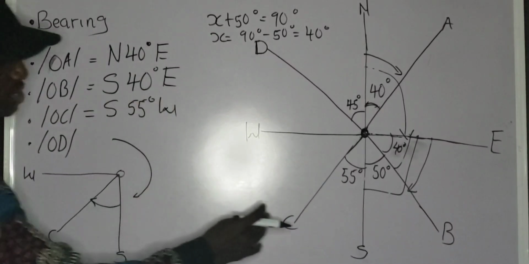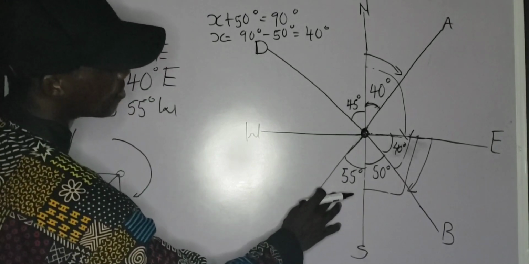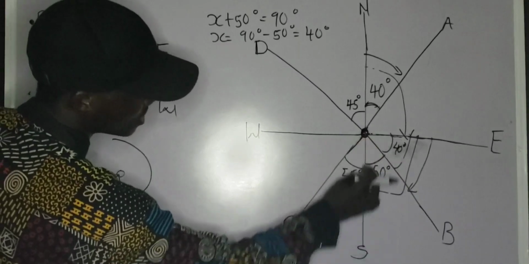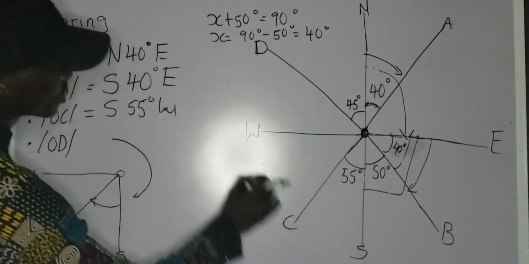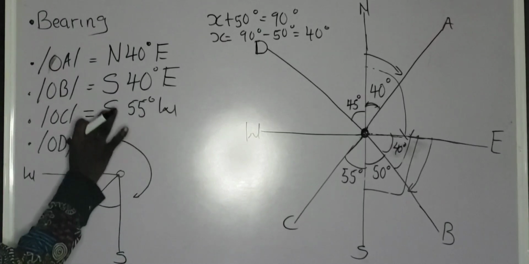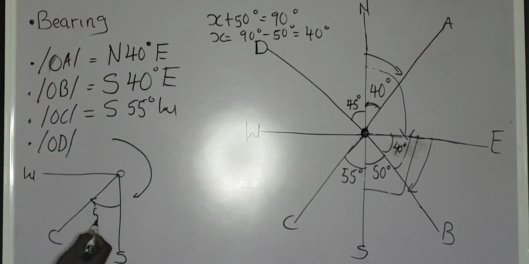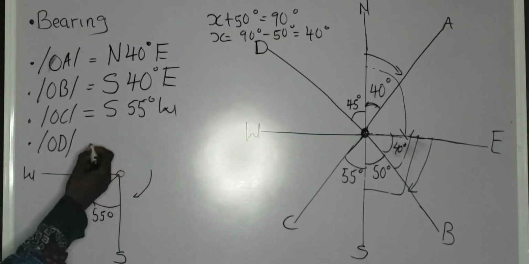You understand? The bearing of line OC makes an angle of 55 degree with the meridian, which is the south meridian. But we are progressing towards the west, so we must put this south 55 degree west. You understand? So now this is 55 degree. Now let us deal with the last one, which is the bearing of line OD.